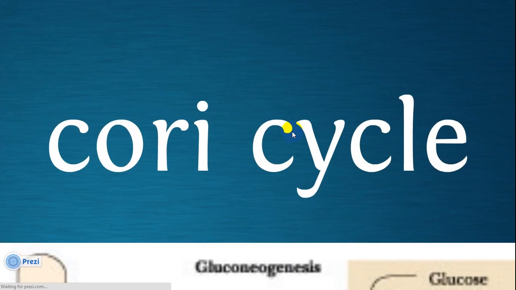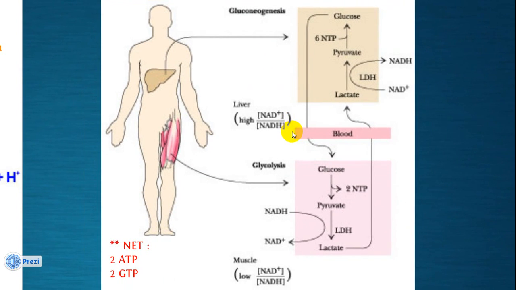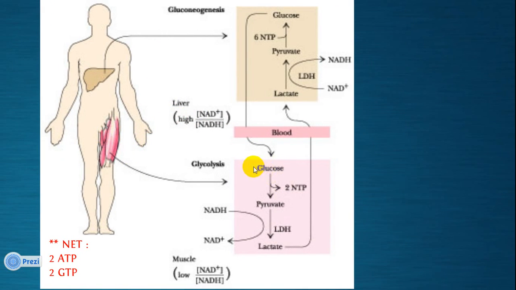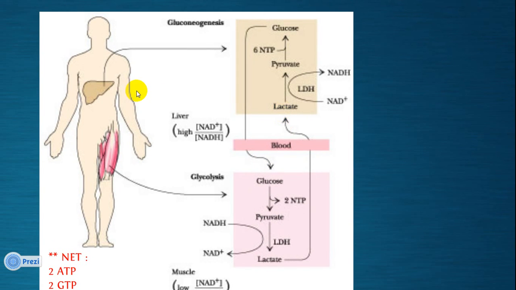The Cori cycle, I will not talk about it in much detail, I just want to give you the idea that they might ask you about it. The Cori cycle is a cooperation between the liver and the muscle. In the muscle you will use glucose because you need to take energy from glucose to move your muscles. Now the glucose will be converted into pyruvate and pyruvate will be converted into lactate. This lactate will go to the blood. In the blood, the lactate will reach the liver.